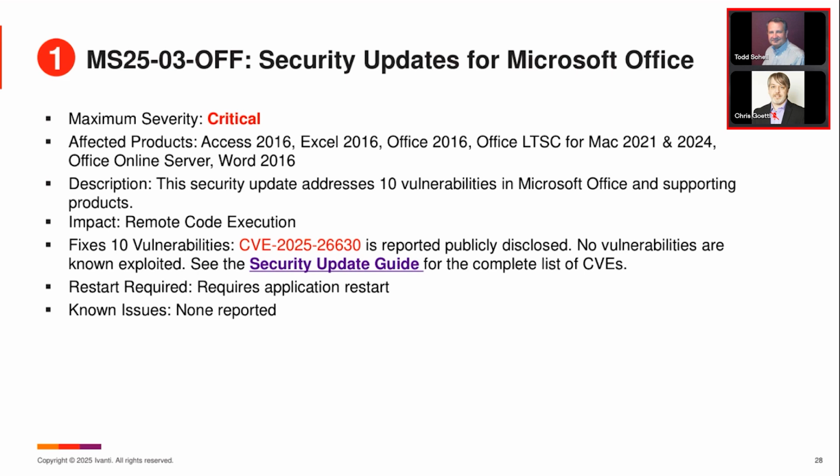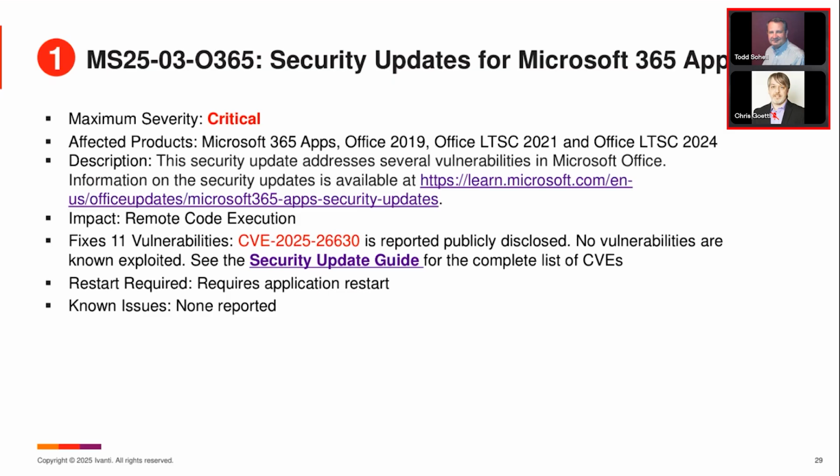CVE 26630 was the one that's publicly disclosed, and Chris had talked about that one earlier. Again, none of the 0 days per se in this particular update. Under the Click-to-Run version, again rated critical, one additional vulnerability addressed here. This covers the 4 versions, whether it be Office 365, 2019, and the 2 long-term service channel versions, 2021 and 2024. So again, no known issues reported on these updates. If you see anything, let us know.